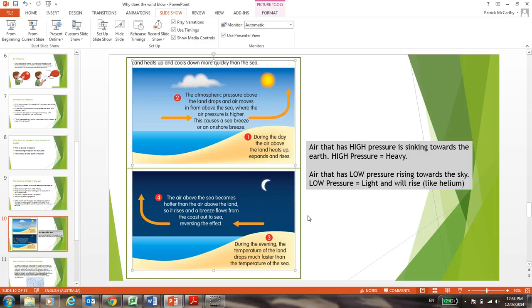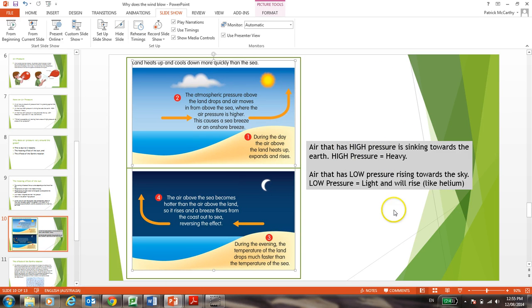During the evening, the temperature of the land drops much faster than the temperature of the sea. So the land temperature is dropping faster than the ocean temperature. Look at number 4. The air above the sea becomes hotter than the air above the land. So it rises. Therefore, we've got a space to fill. So the air from the land comes in to fill this space, reversing the effect from this image. So the wind is going to be coming from this direction, from the land to the ocean. So it's an offshore breeze.